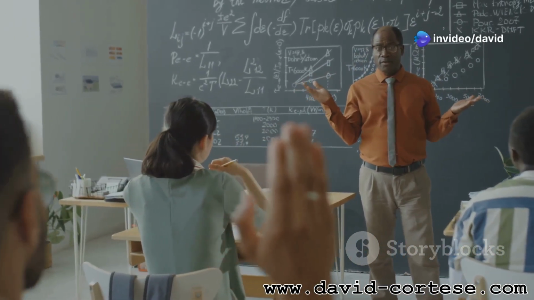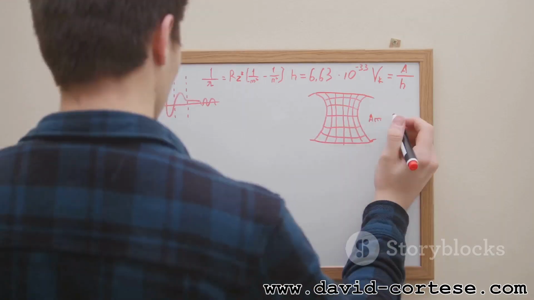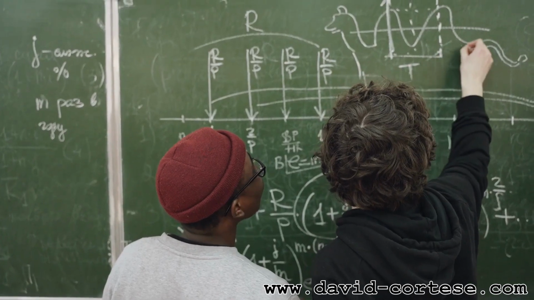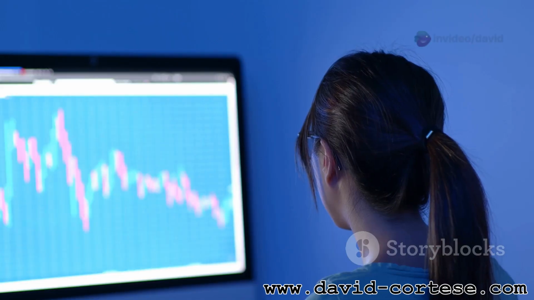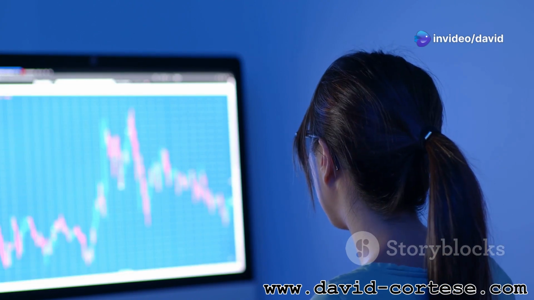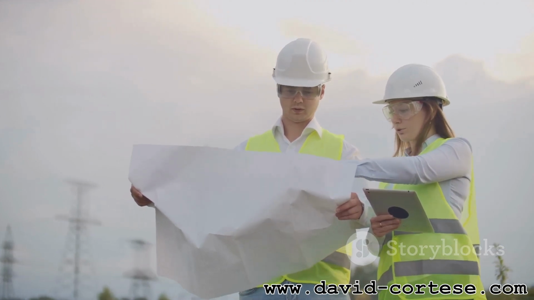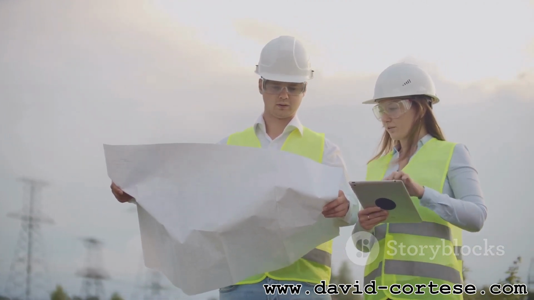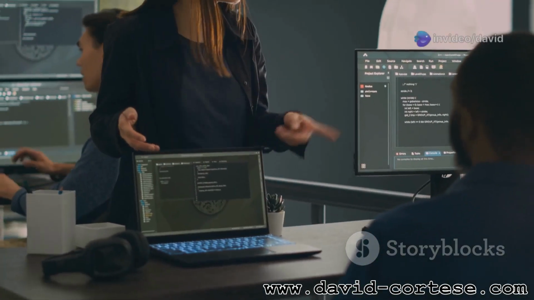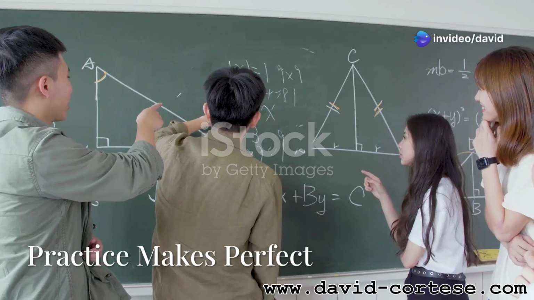Section 5. Systems of equations in action. Real-world applications. Systems of equations aren't just an abstract math concept. They're used all the time in real life. Economists use systems of equations to model supply and demand, figuring out the best prices for products. Engineers use systems of equations to design structures, making sure bridges can handle weight and buildings stand tall. Programmers use systems of equations to create realistic graphics in video games and animated movies.